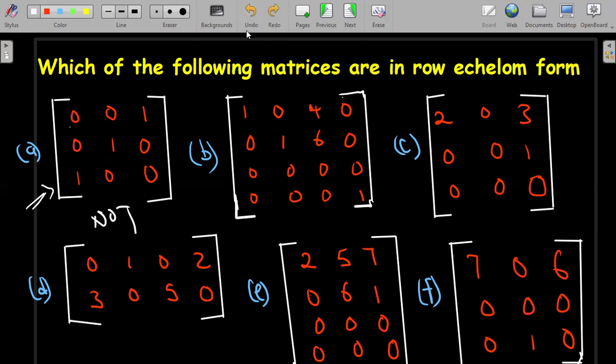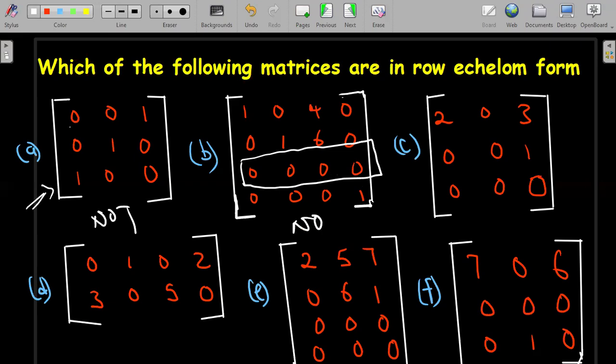Row echelon form. Okay, so we're going to move on here. And then when we look at B, we're going to say this here is not in row echelon form. Why is it not in row echelon form? Because we have this zero row here, which is not at the bottom. The zero row should always be at the bottom, but here it's row number 3. So we're going to say no, it's not in row echelon form because of this row here. So even here, we're going to say no.